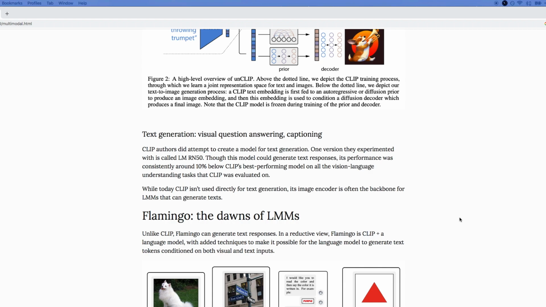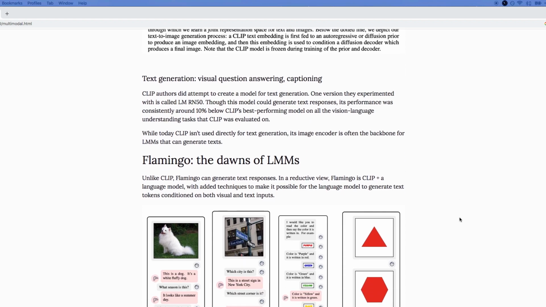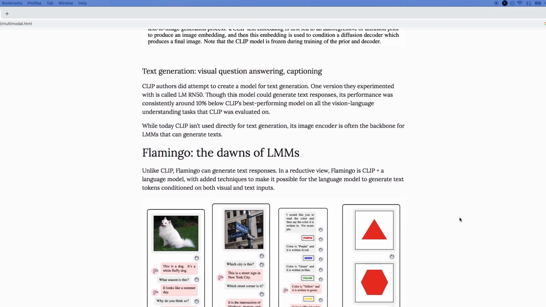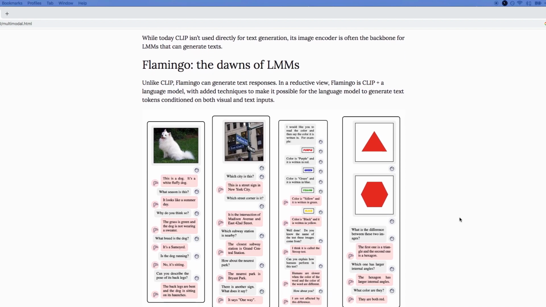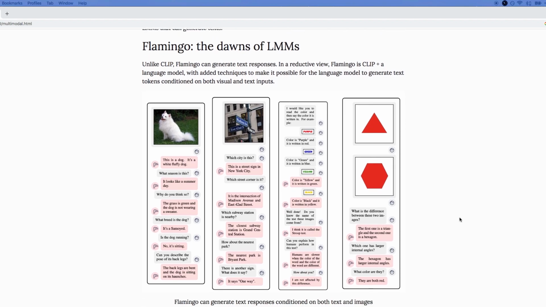Text generation. One version they experimented with is called LM RN50. Though this model could generate text responses, its performance was consistently around 10% below CLIP's best performing model on all the vision language understanding tasks that CLIP was evaluated on. While today CLIP isn't used directly for text generation, its image encoder is often the backbone for LMMs that can generate texts.